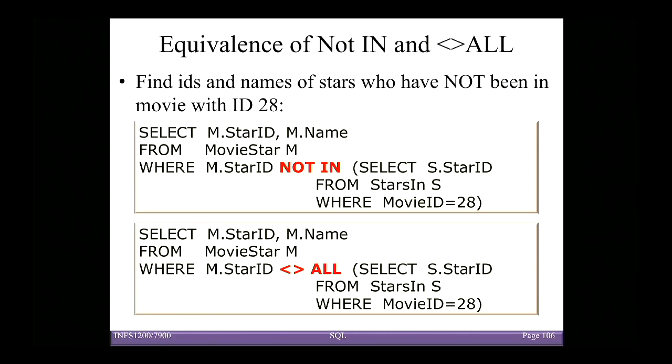You can also have equivalence between not in and not equal to all. So you can also write that as movie stars that have not been in movie with ID 28: m.star ID not in these, or being different to all of these. Essentially this is a set in both of these, and in both versions it's going to be not equal to all of them, and not in that way. You might find one easier to think about compared to the other.